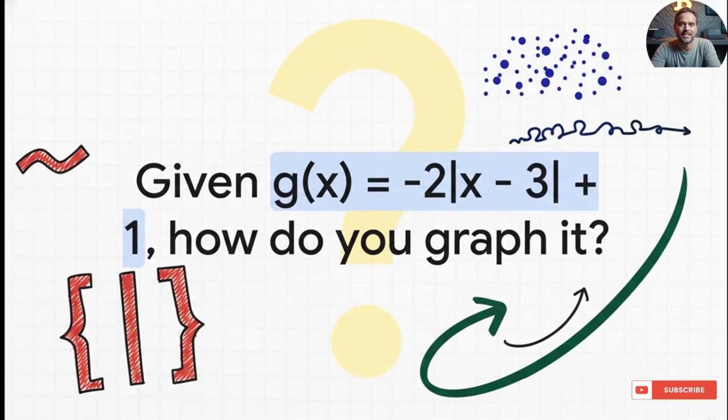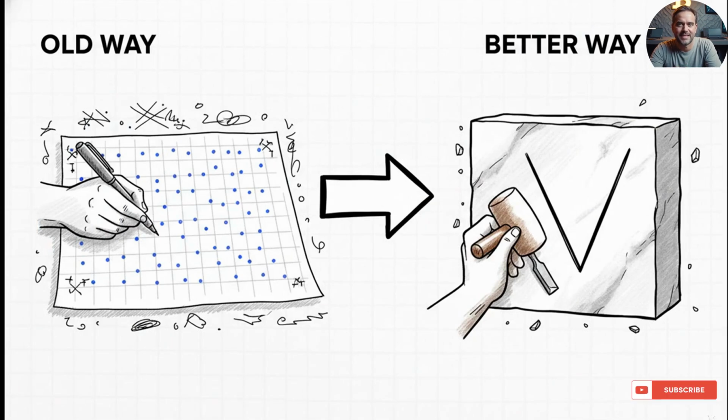All right, take a look at this. At first glance, it looks pretty intimidating, right? You've got negative signs, absolute value bars, numbers all over the place. Now, your first instinct might be to just create a table and start plugging in x values one by one. But that's slow, it's tedious, and honestly, you could completely miss the bigger picture of what the graph is actually doing. But the good news is, there is a much, much better way, a more elegant way.